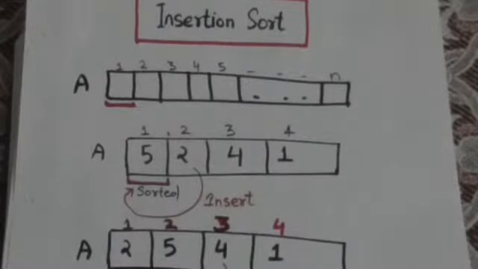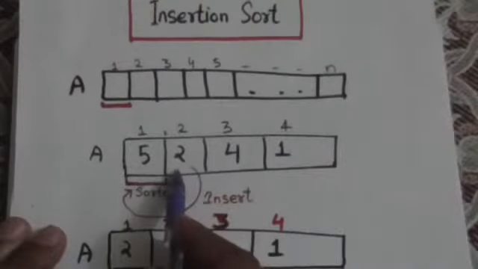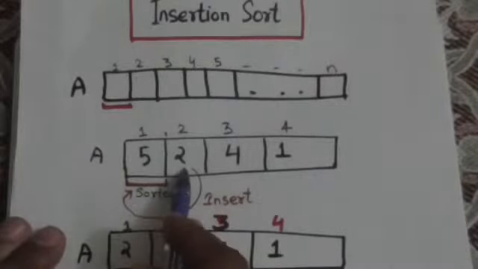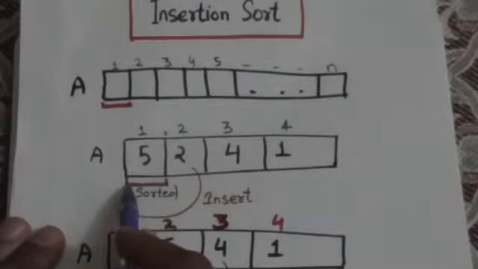Now here, see this array A. This array A has 4 elements and we have to sort it in increasing order by insertion sort algorithm. So we will start from the second element of this array. It means we will start from this element, that is element 2. The elements which are at the left of it are already sorted. There is only one element at the left of it, it is 5, so obviously it is sorted.